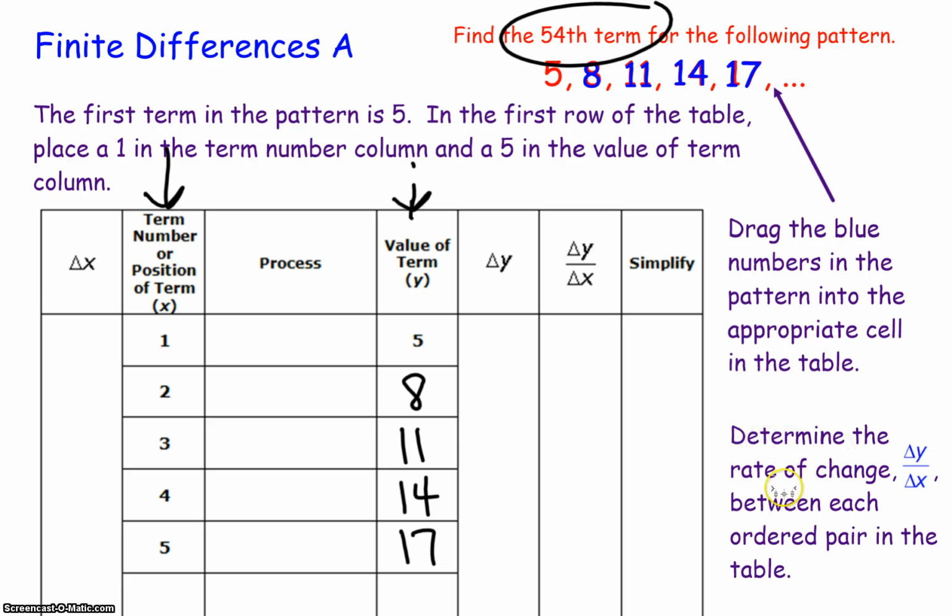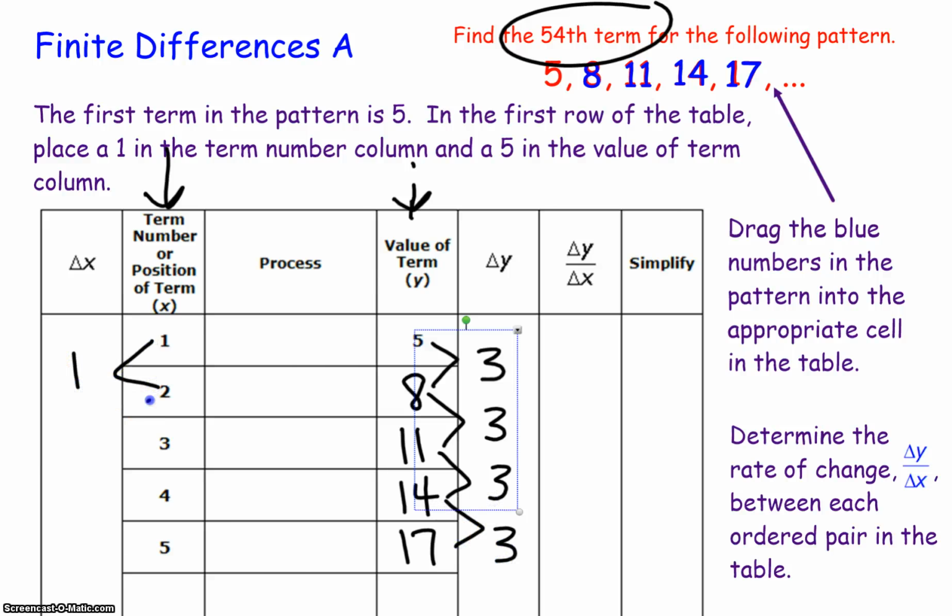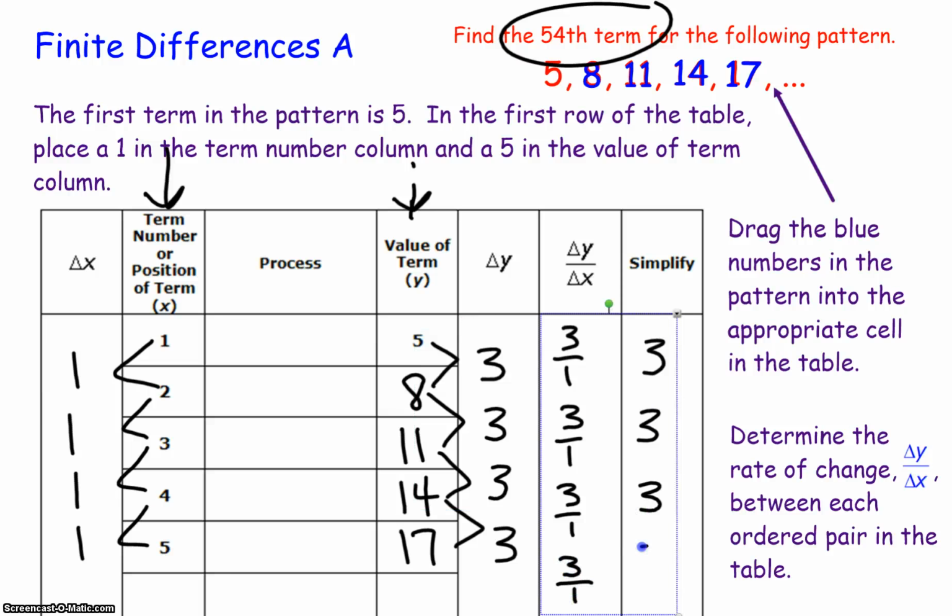Now it says determine the rate of change, which is change in y over change in x, between each pair of ordered pairs. Before we can do that, we have to find the change in y. What is the change in y? 3. Change in y, 3, 3, 3. Change in x, 1, 1, 1, 1. So now we can do change in y over change in x. 3 over 1 is 3, every time.